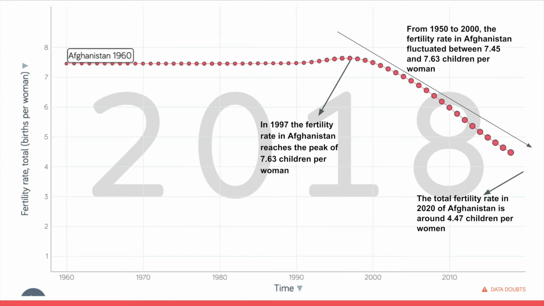From 1950 to 2000, the fertility rate in Afghanistan fluctuated between 7.45 to 7.63 children per woman. Since 2000, the fertility rate per woman has dropped by more than 3 children. Currently, the fertility rate is 4.7 children per woman, which shows success in population policies.